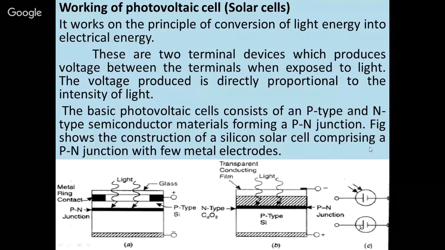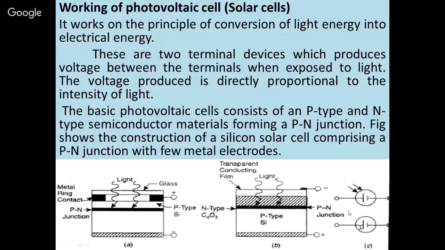silicon solar cell comprises the PN junction with a few metallic electrodes. Here also, it is one type where we have a glass through which the light rays come, and this transparent conducting film is going to connect one, and here we have been connected. This is N-type, this is P-type. When the light ray falls on this, the liberation of electron-hole pairs takes place such that the electrons will move upward and the holes are going to move such that it just acts as a battery, with accumulation of electrons on this side and accumulation of holes on this side. If I connect this onto a circuit, again here also it starts conduction.